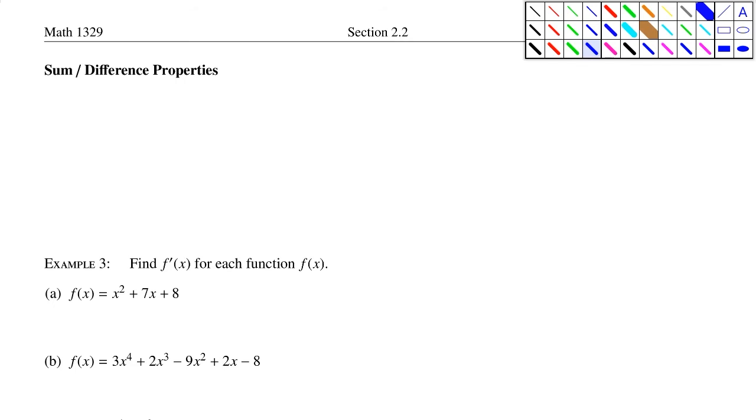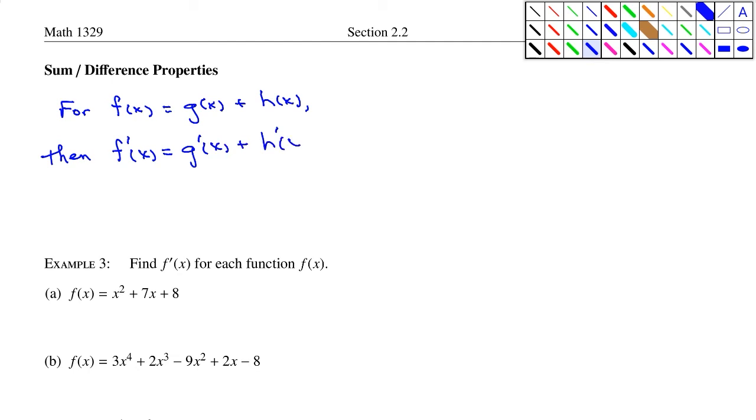Let's take a look at the sum and difference properties for finding derivatives. For a function f of x equal to g of x plus h of x, then the derivative is equal to g prime of x plus h prime of x. So in other words, if you have a function that is the sum of two other functions, g and h, then to find the derivative, you just take the derivative of g and the derivative of h and add them together. Same thing for the difference.